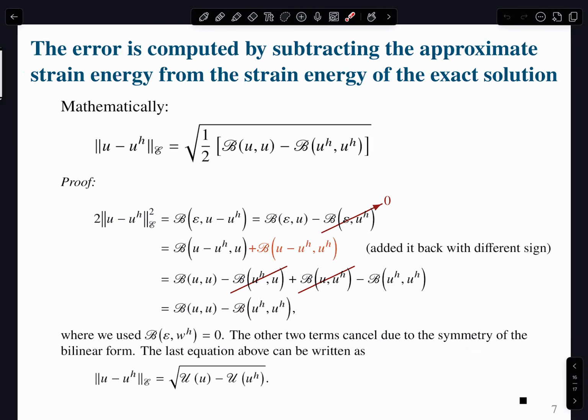There is also another mathematical statement that I want to discuss a little bit, because this is the one that we're going to be using to obtain errors when we obtain our approximate solutions using finite elements. So essentially, if I want to measure the error with respect to the exact solution, this is essentially going to be the same as simply taking the square root of 1/2 and then I subtract the bilinear forms of the exact solution and the approximate solution.